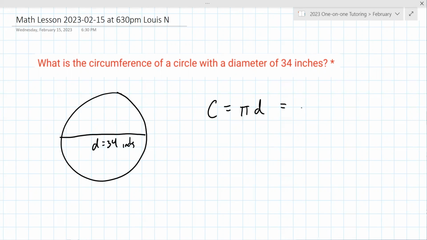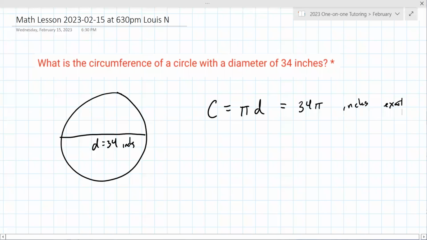The diameter is 34, so this is 34 times pi inches, and this is exact. That may be why you chose none of the above. Yeah, I was trying to approximate there. So let's look at the answers here together. Actually, I should just write them in here. So the answers are 102, 95, or 300.